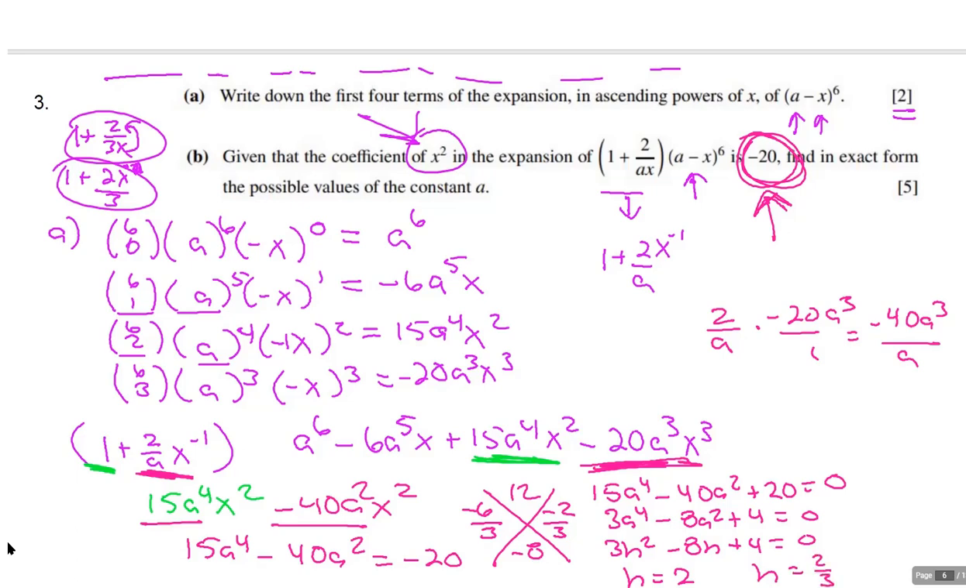Now, that's not my answer because what's h equal to in this whole scenario? H squared. Or x squared, right? Yeah. So this is actually x squared is equal to 2. And this is actually x squared is equal to 2/3.